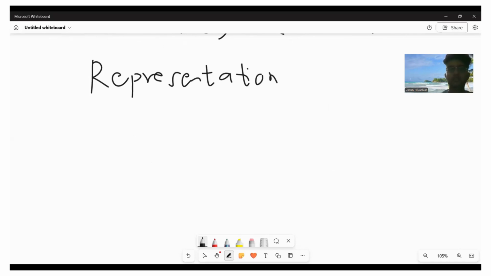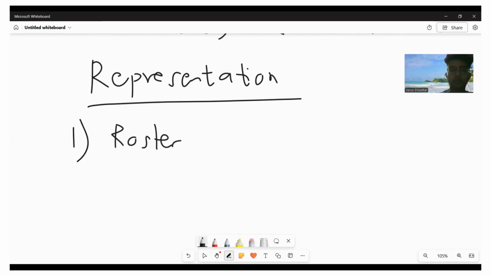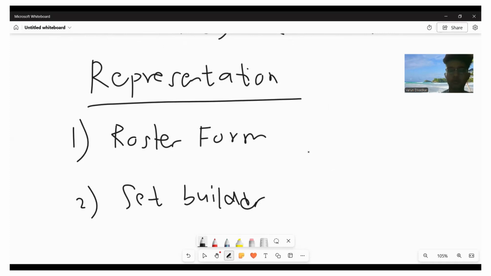So when you talk about these sets, there's always a way of representing them. How do you represent these sets? There are two different forms. One is called the roster form, and the second one is called the set builder form, right? So let's take examples of each of them. How do you define them basically? So for the roster form, you define the actual elements in the set.